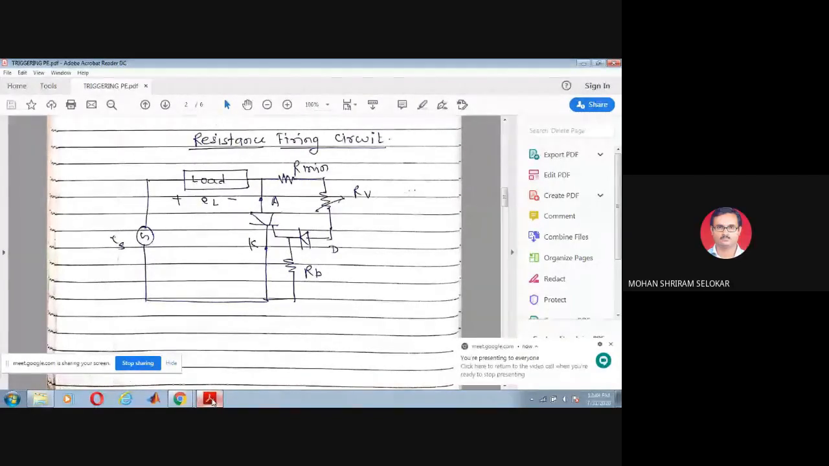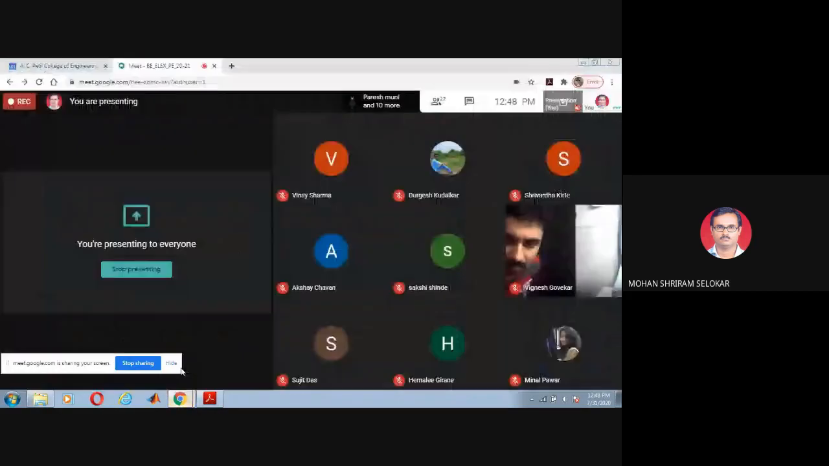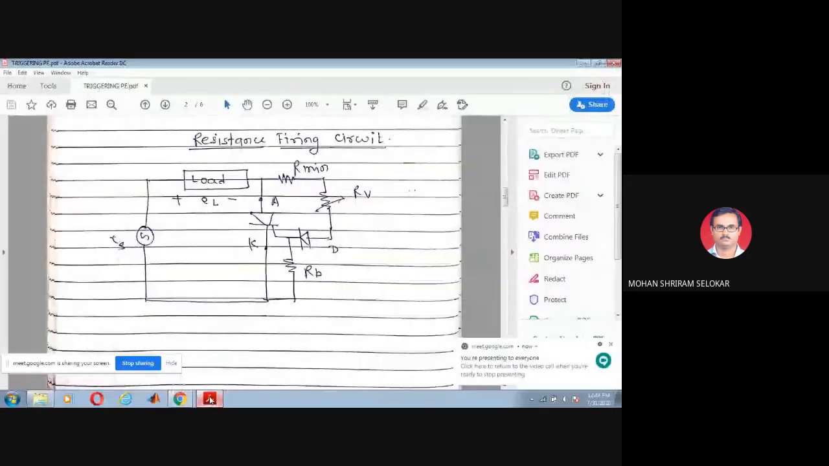Okay, now see, this is which type of triggering? Is it a gate triggering? Will anybody answer by looking at the circuit diagram or the connection? Can you answer the question I'm asking? Is it a gate triggering method?